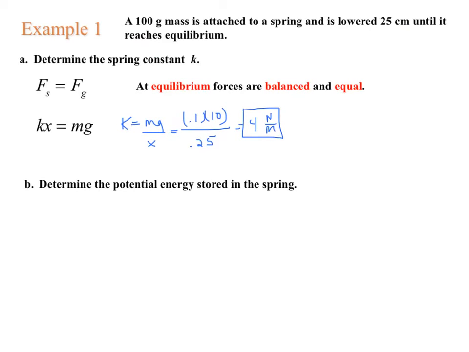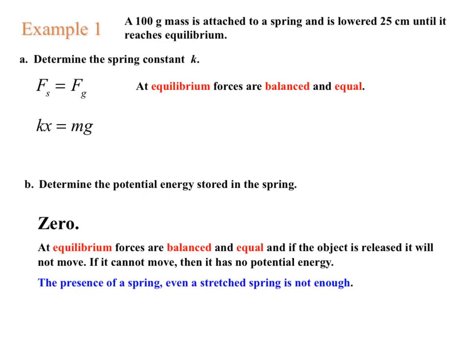Now, it asks us to also determine the potential energy stored in the spring. Again, you might go through the process and try to solve for the potential energy, but if this object is at equilibrium and I let it go, and it does not move, then it had no elastic potential energy. So, the potential energy would actually be equal to 0. Again, when you have equilibrium forces, meaning that things are balanced and equal, it will not move when it is released. So, the presence of a spring, even a stretched spring, is not enough. It has to be able to move when released.